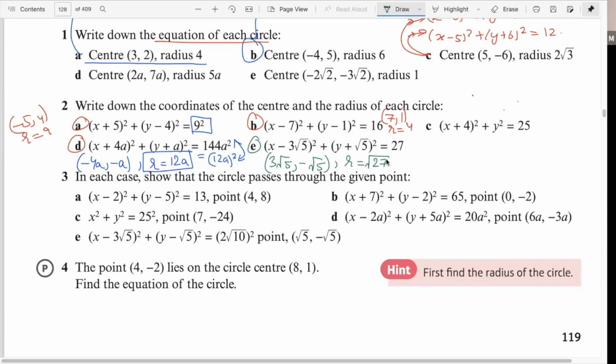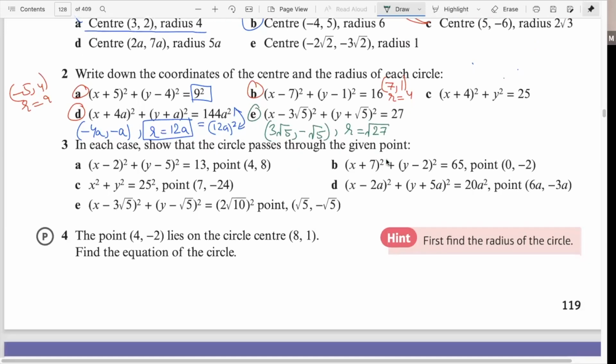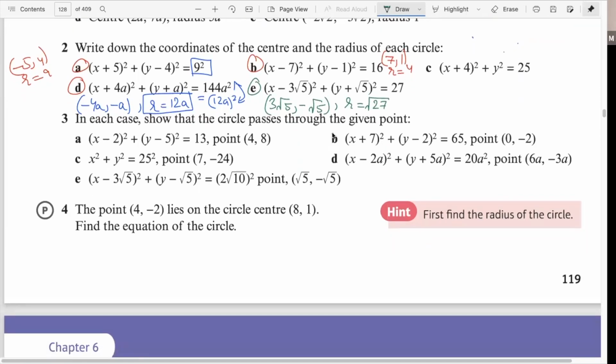Now look at the demand of the question. Question number 3, it says, in each case, show that the circle passes through the given point. Do you remember simultaneous equations? In that, if the point lies on the equation, the left-hand side is always equal to the right-hand side. So this is sort of the same type. If it passes through this point 4 and 8, the left-hand side must be equal to the right-hand side.